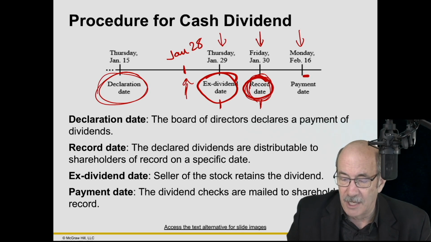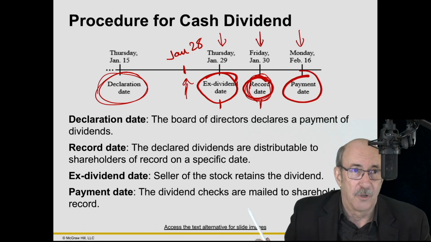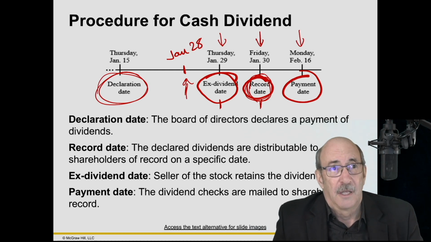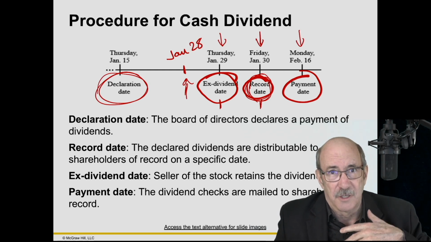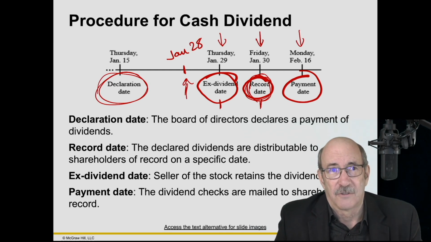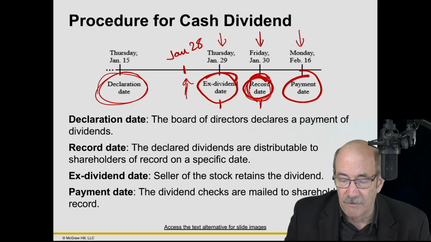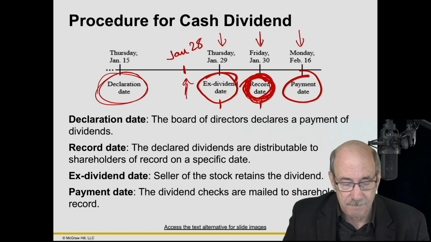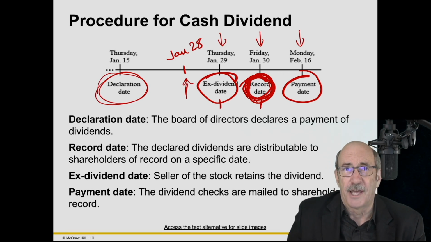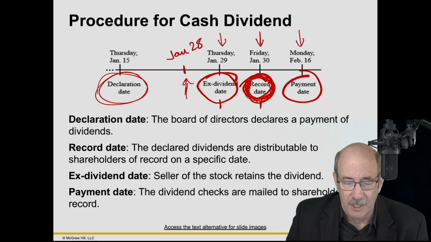And then finally, at some point later on, and it could be a month actually, then the firm actually pays that dividend to all the shareholders of record as of this day right here. In this case, Jan 30. All right, hopefully that helps clarify some of those dates for you.